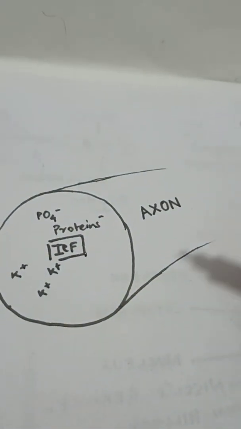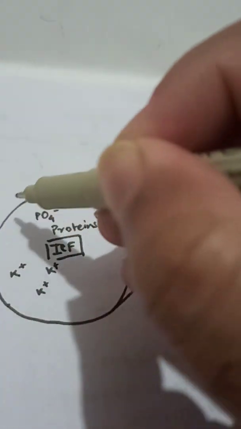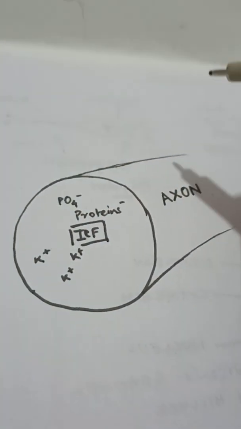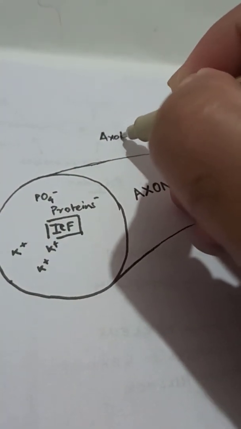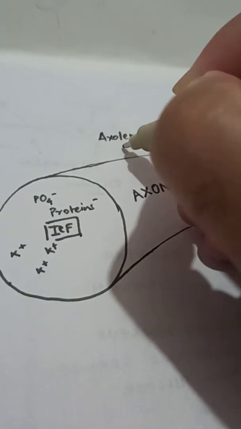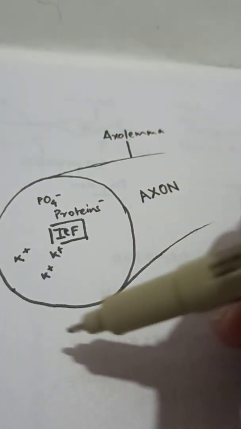Most of these ions build up in the interior part of the membrane, which is called the axolemma. Let me write the name here, axolemma. So it is present within this membrane region of the axolemma.